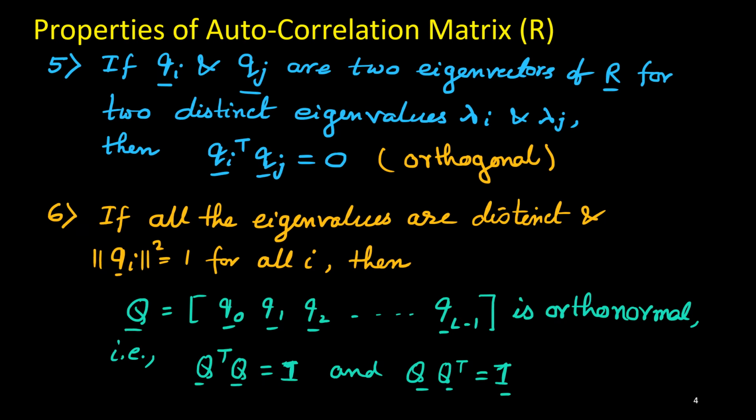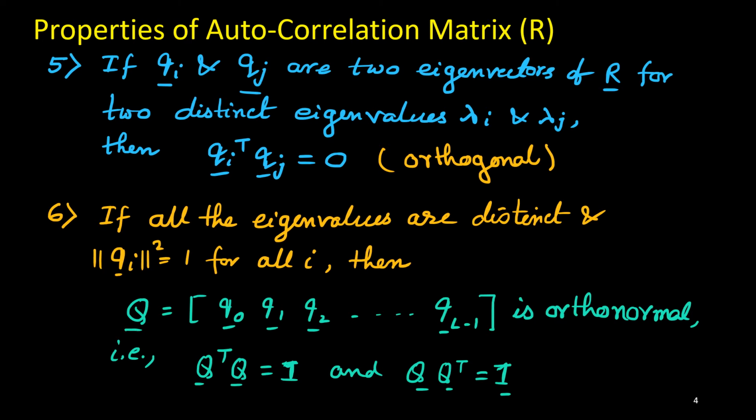And the fifth one: if Qi and Qj are two eigenvectors of capital R, and they are the eigenvectors for two distinct eigenvalues lambda i and lambda j, then Qi and Qj are orthogonal, meaning Qi transpose Qj will be 0.